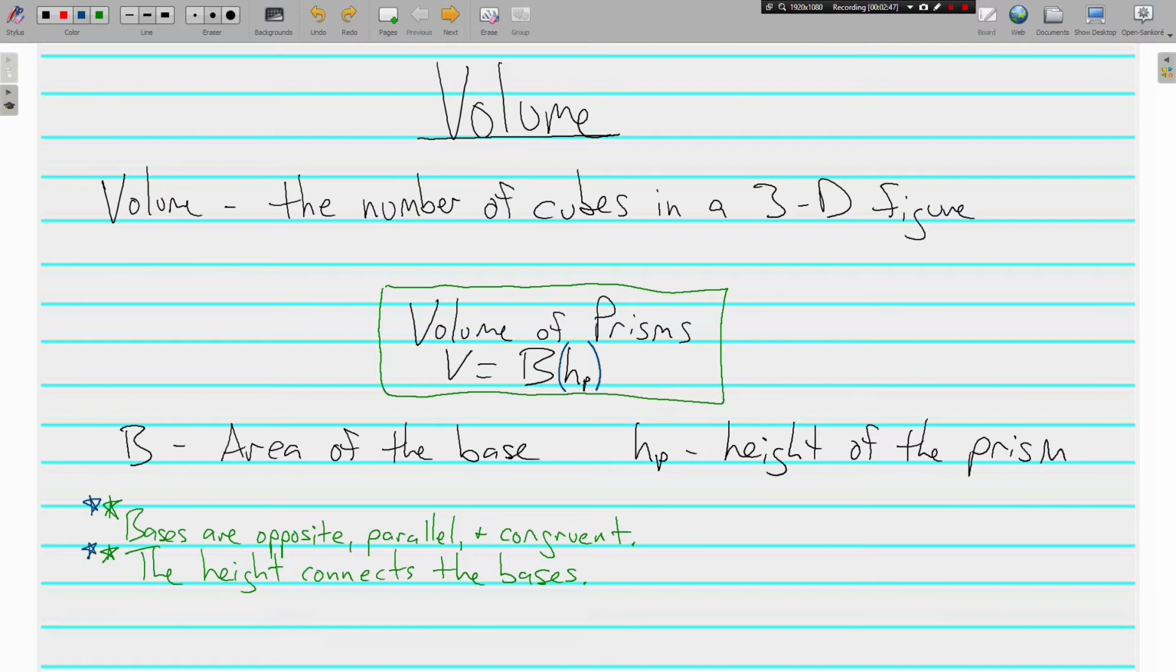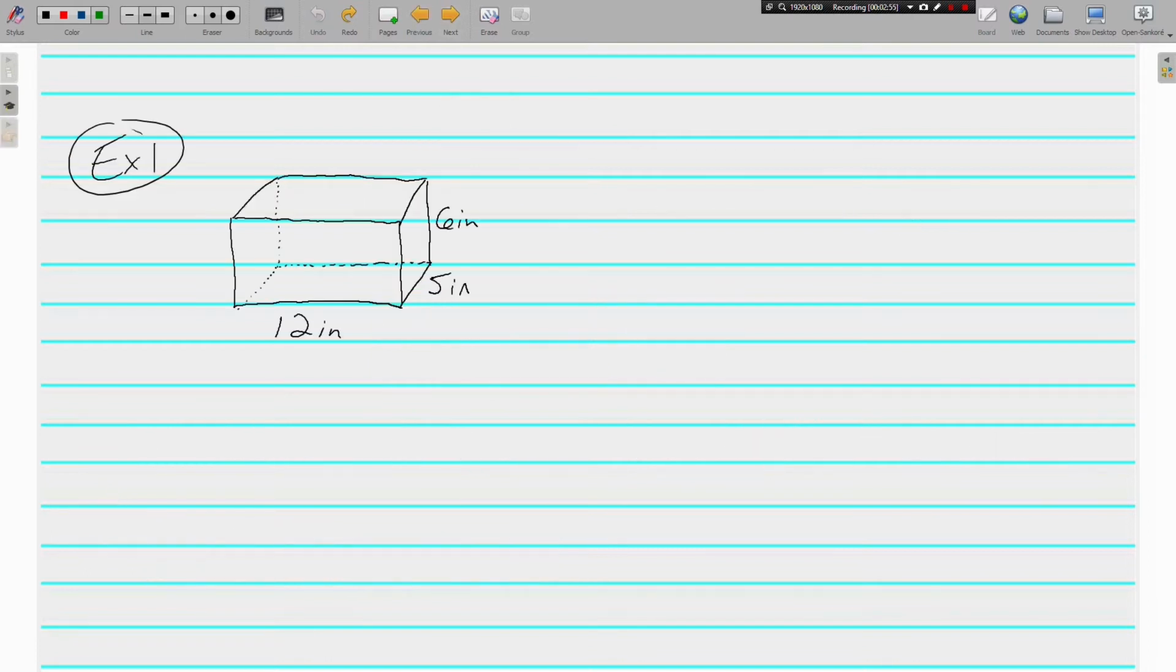So, let's look at some examples and find the volume of prisms. We're going to start out with this rectangular prism, and we'll start out with our formula. Volume is equal to capital B, the area of the base, times the height of the prism. Now, what kind of prism is this? Well, it's a rectangular prism because the bases are rectangles.